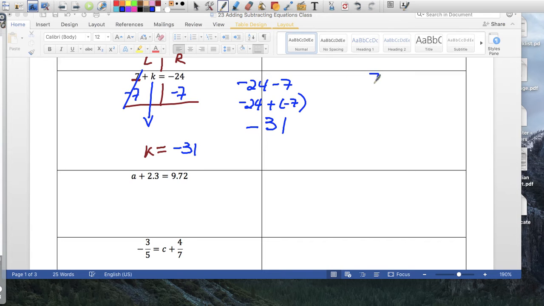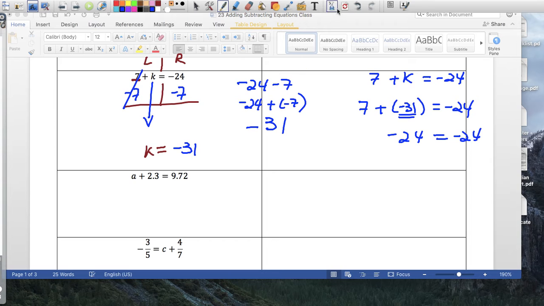Substitute. Our original equation was 7 plus k equals negative 24. 7 plus negative 31 equals negative 24. Let's see if that's true. 7 plus negative 31 is negative 24, right? There's more negatives. How many more? 24 more. We take the sign of the number with the bigger absolute value.